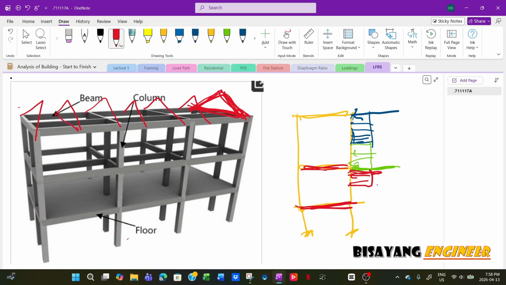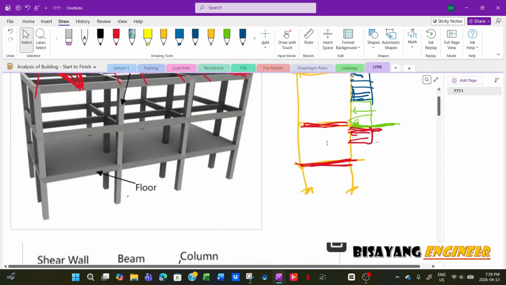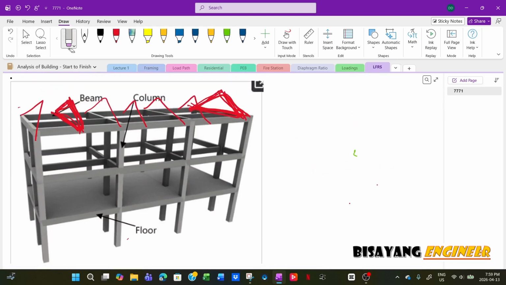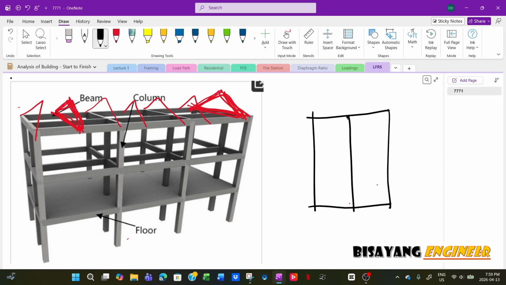For example, if you happen to have a truss mid-span of the beam, say for example, if we draw this one, this is the frame, and then there's like that. So there's a column here, column, column, column.